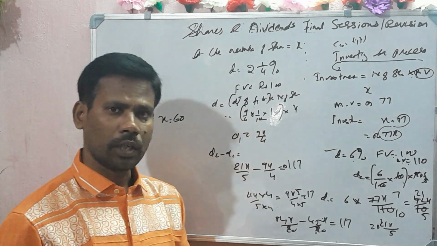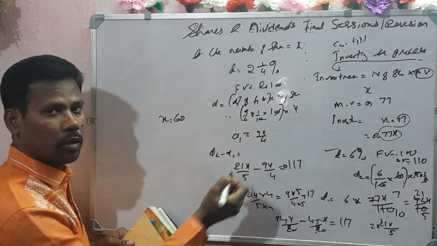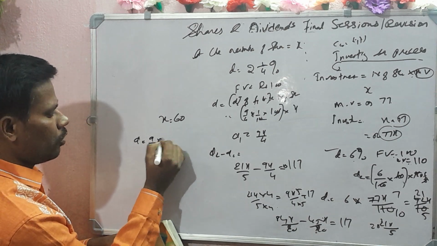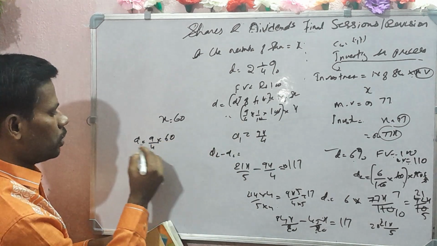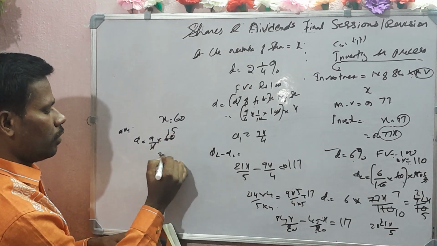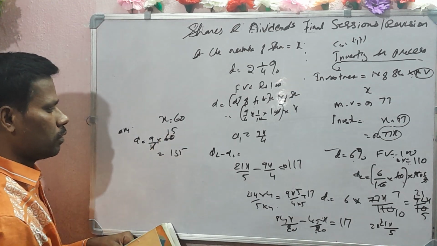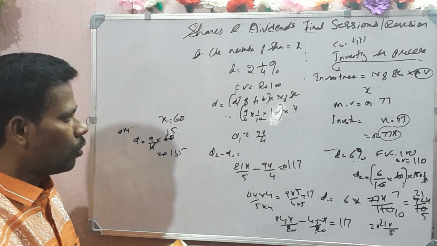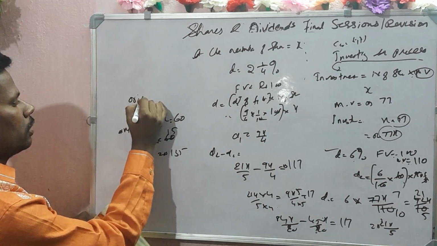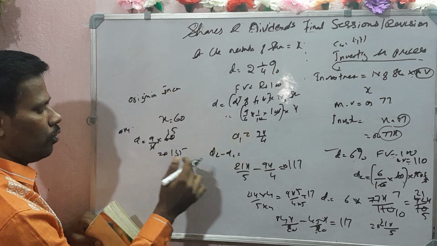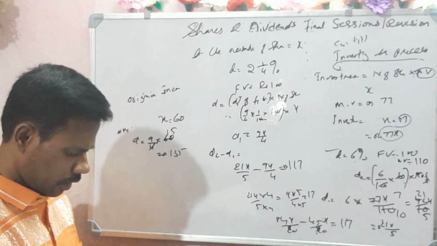So what was the original income? First, original income is this one. Let us consider original income. D1 is equal to 9 by 4 into X, and X is 60. Original income. So 4 ones are 4, 5 nines are 45, 15 nines are 135. So original income is rupees 135. This is very simple. Original income is 135. Next one.